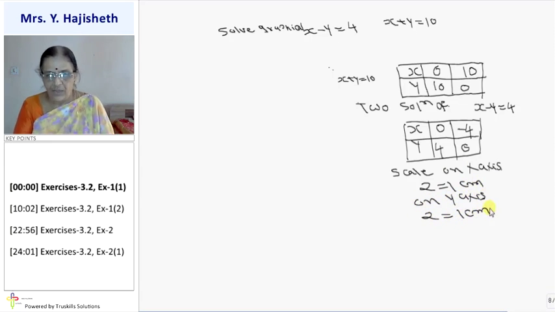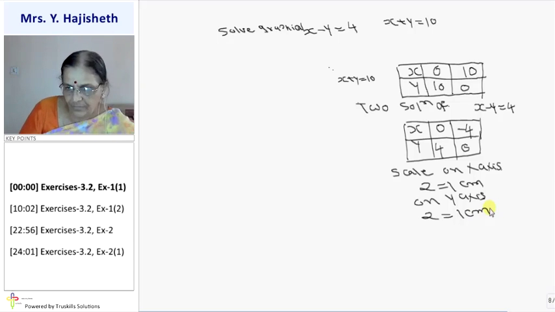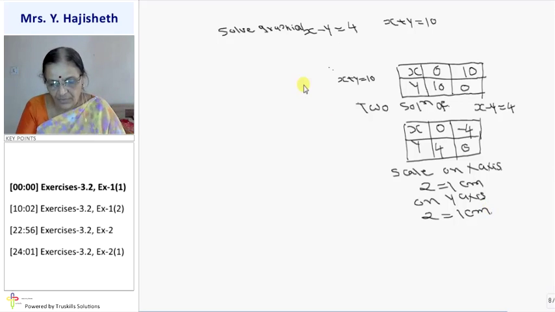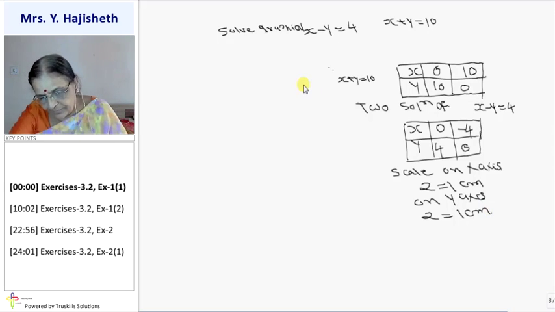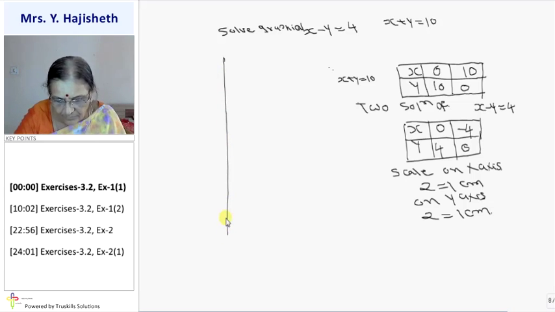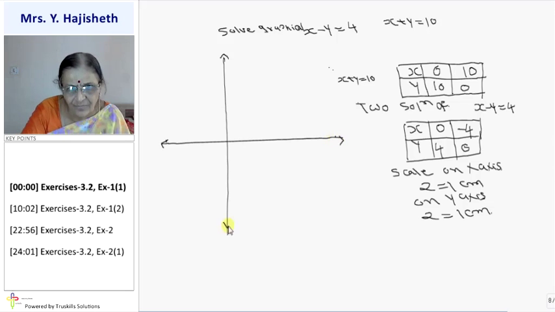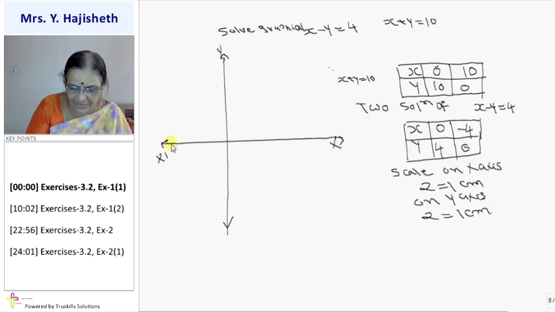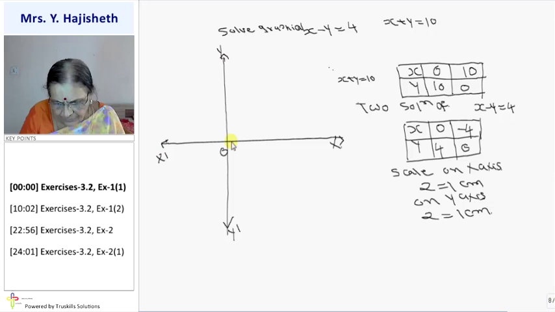Okay. Now I will draw the graph. For the graph, I should draw the x and y coordinate axes. This is the x axis. This is the y axis. Clear? This is x dash and this is y dash. This is my origin. I will take a proper scale, right?